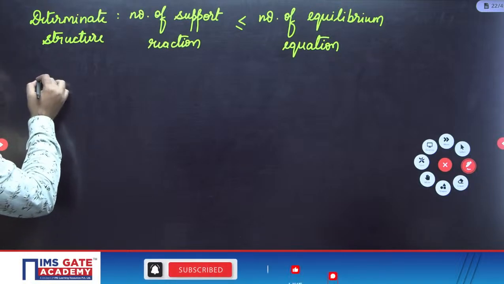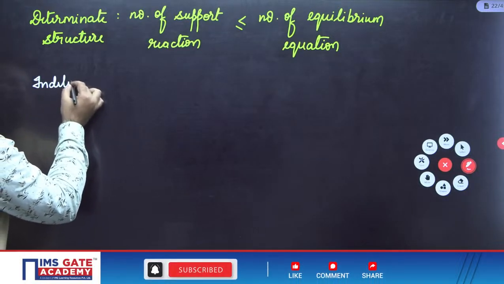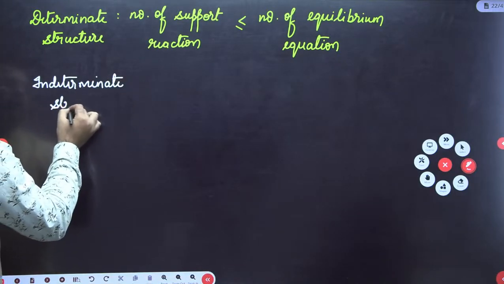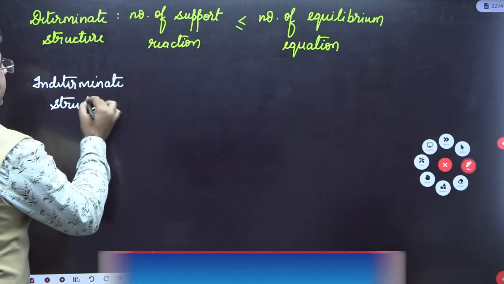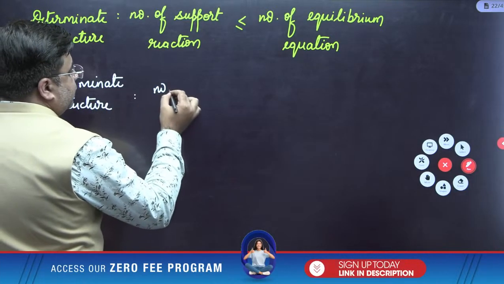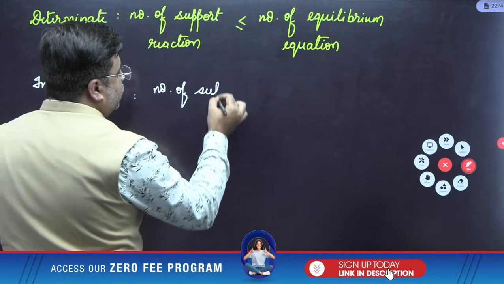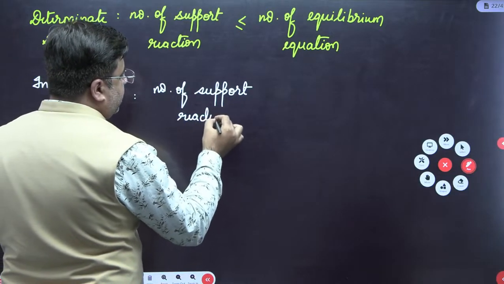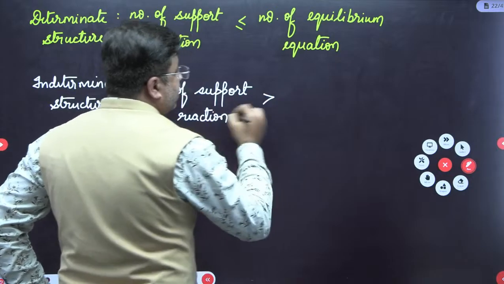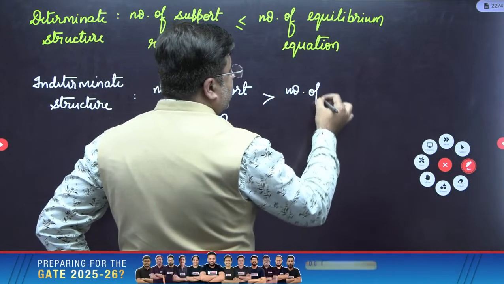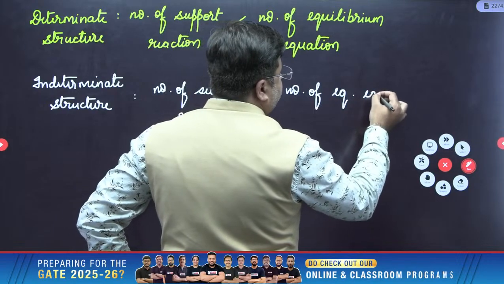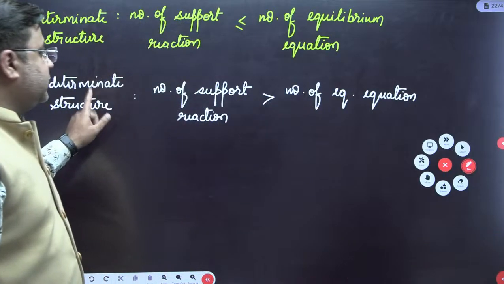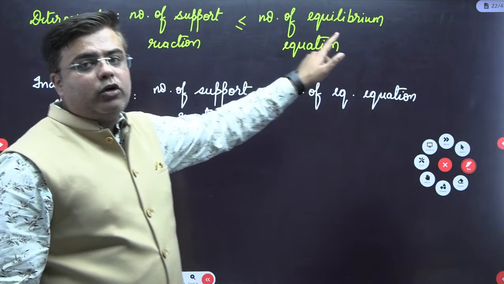If the structure is indeterminate, for an indeterminate structure, the number of support reactions are more than the number of equilibrium equations. Sorry, more than, not equal to, the number of equilibrium equations, right? So if the number of equilibrium equations is less, the structure is indeterminate. If the number of equilibrium equations is more, the structure is determinate.